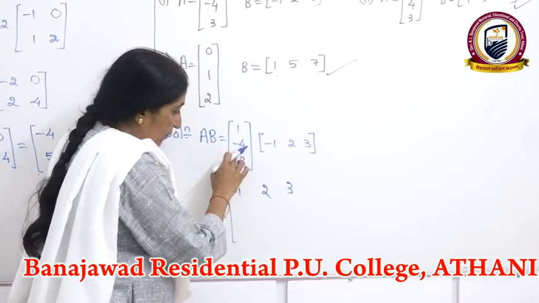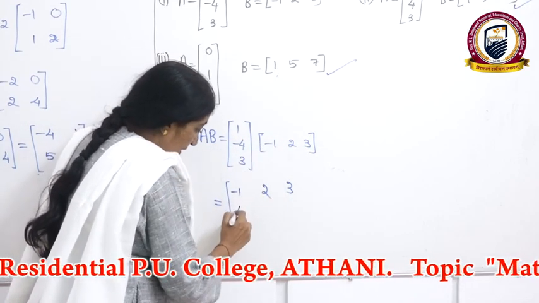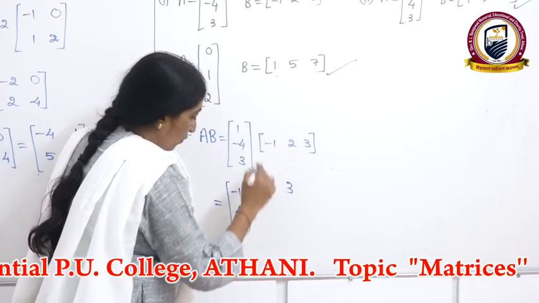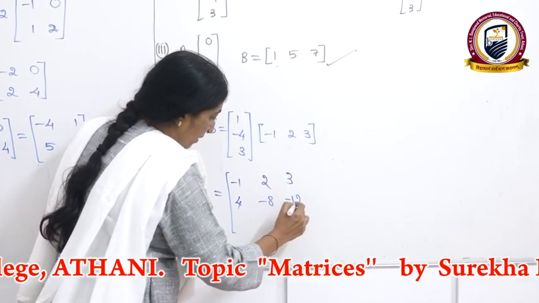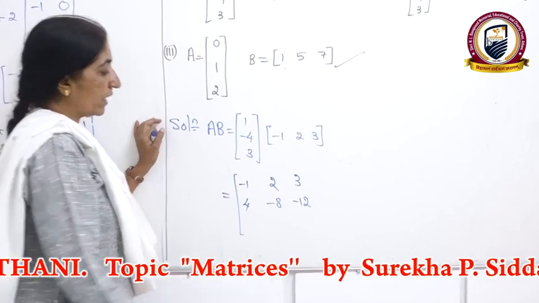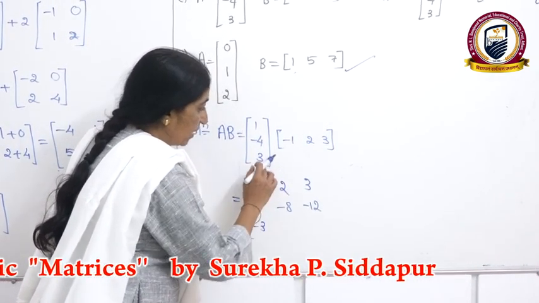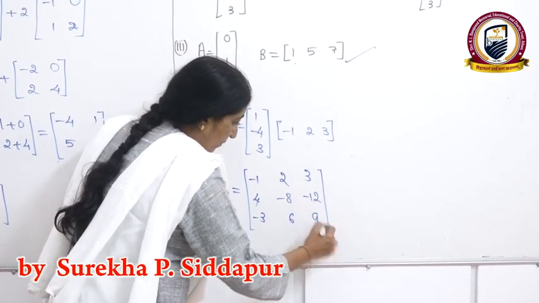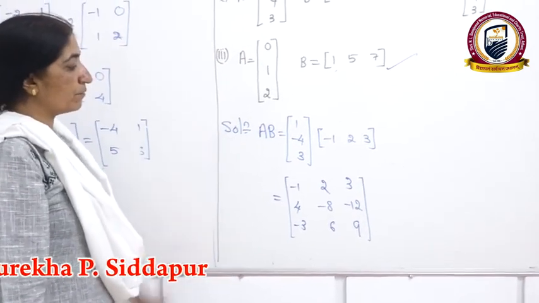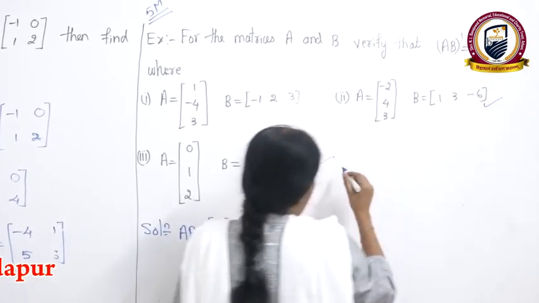Then moving to the next one, second row with all the columns. Minus 4 into minus 1, 4. Minus 4 into 2, minus 8. Minus 4 into 3, minus 12. Then moving to the next one, that is the third row with all the columns. Minus 3, this is 6 and it will be 9. And remember, this is not the required answer, because here we require (AB) whole transpose.